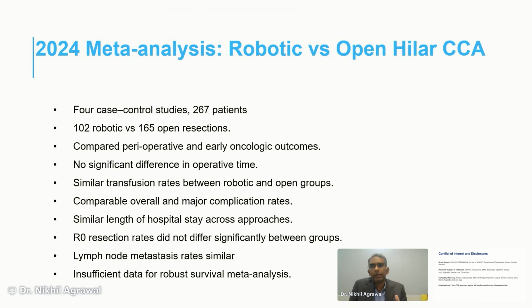And if we look at the meta-analysis, which compared the larger available series of robotic and open hilar cholangiocarcinoma surgery, there are 4 studies, 267 patients, which compared 102 robotic and 165 open resections. There was no significant difference in operative time, transfusion rate, complication rate, length of stay, R0 resection, and lymph node metastasis. Everything was similar, though we don't have long-term survival data.